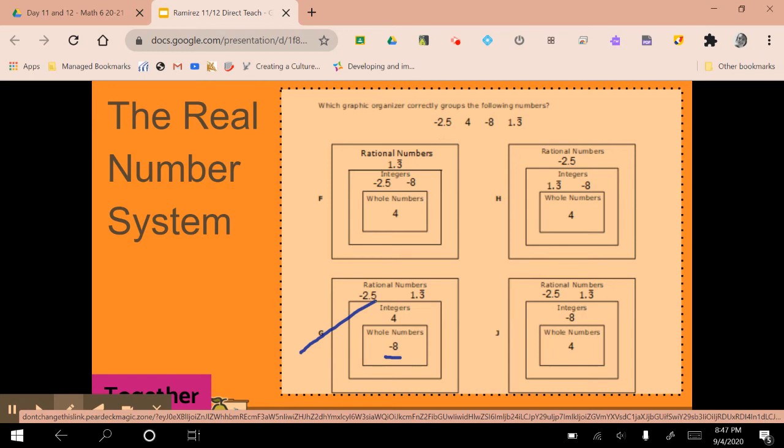Okay, next, let's look at the integers. Integers are numbers that are found on the number line, positives and negatives, and they're whole. So we need to eliminate the answer choices that do not have positive or negative whole numbers in the integer box. F and H both have decimals in the integer box, so those are not the correct answer. So we're going to eliminate F and H. We look at J and we look at -2.5 and 1.3 repeating. Those are both decimals and they're both in the rational number box. So J is correct.